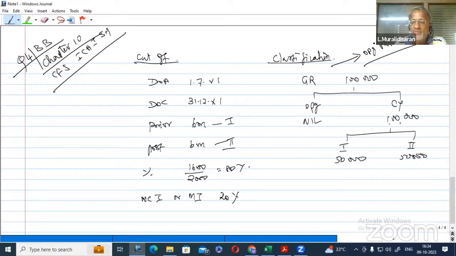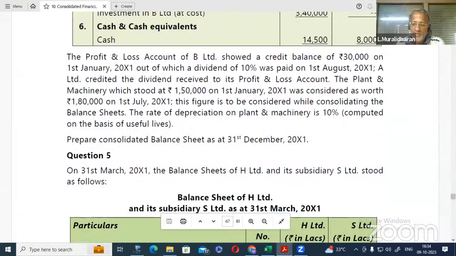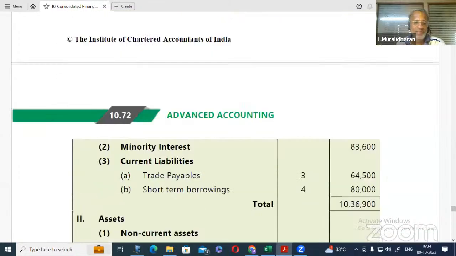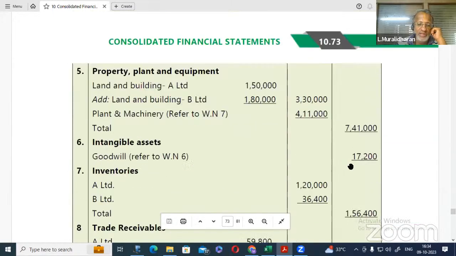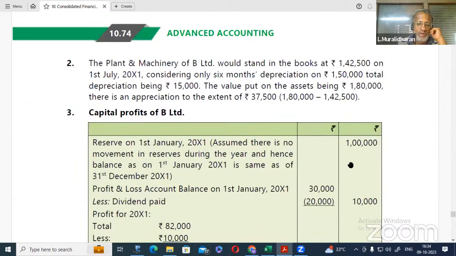So this is an assumption that we are bringing out. This is what in our institute study material also they will be bringing out. Though in the study material, they have not mentioned exactly what you will be doing. But in the classification part of reserves and surplus, they would normally be taking it up.